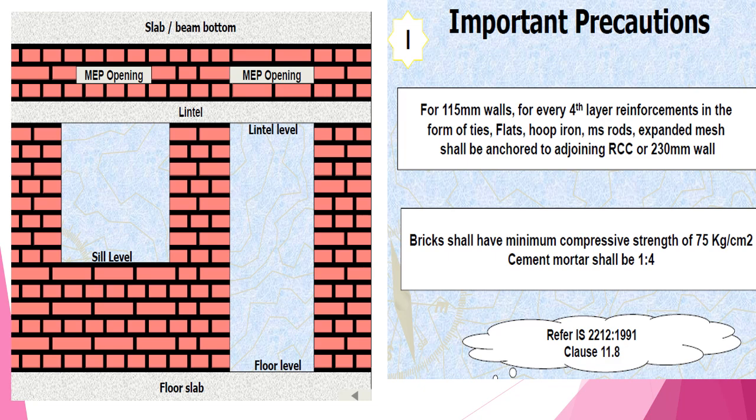Important precautions. What are the precautions you have to take for the brick wall? For a 115 brick wall, every fourth layer should have a coping with reinforcement. Brick shall have a minimum strength of 75 kg per centimeter square. Cement mortar shall be 1:4. Refer IS 2212.